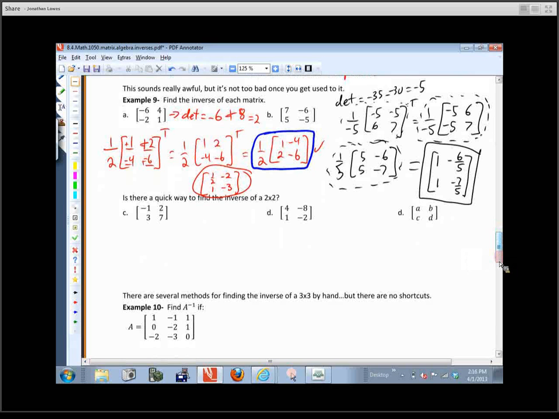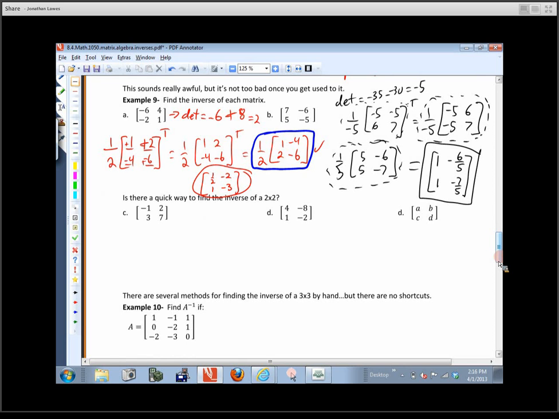You sure? Yeah. Because the determinant, this is negative 35, and then it's minus 30, so that would be plus 30, so that's going to give us negative 5. Got it?